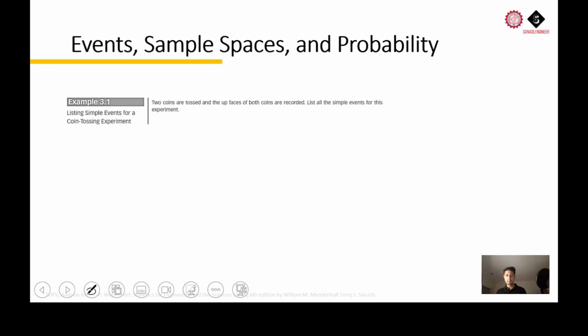So, for example, here we have two coins are tossed, and the up faces of both coins are recorded. The instruction is list all the simple events for this experiment, right? So we have an experiment which is very simple, composed only of tossing two coins. Okay, so the instruction is what are all these simple events? I think this is a simple problem, and we can solve it right away.